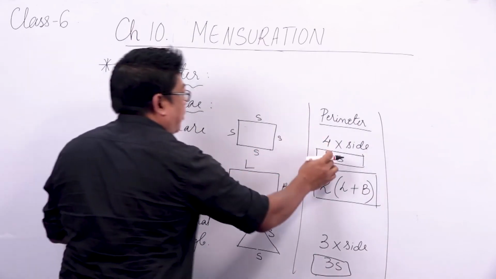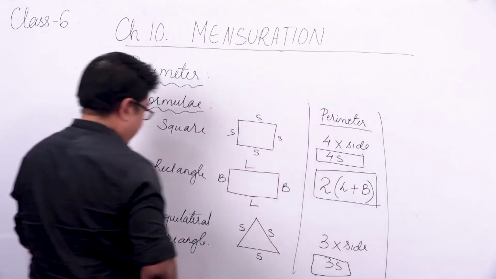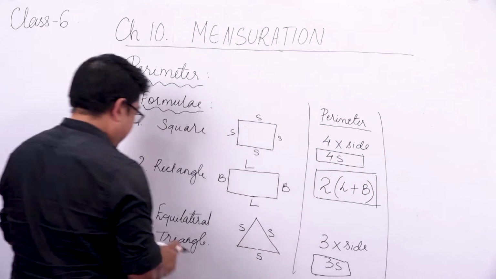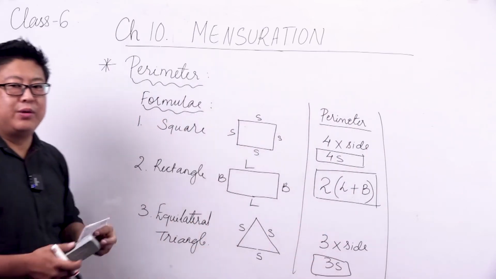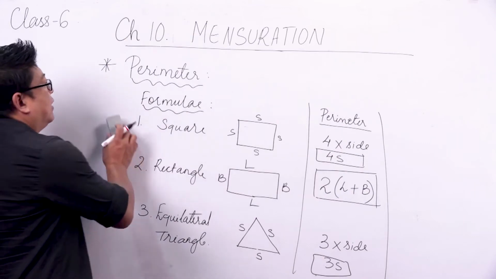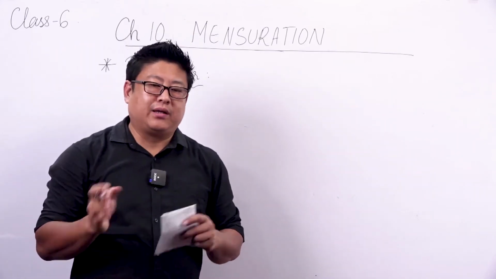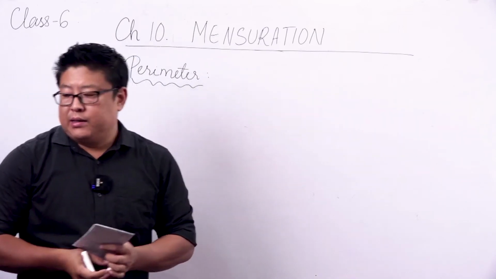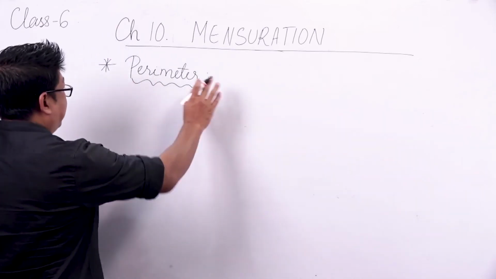For square, 4S. For rectangle, 2 into L plus B, or you can read 2 into whole L plus B. Equilateral triangle, 3 into S. So these are the formulae for the different shapes. Now, before we move on to the different topic, let's look at some type of questions that may come, some type of questions that may be asked regarding perimeter.